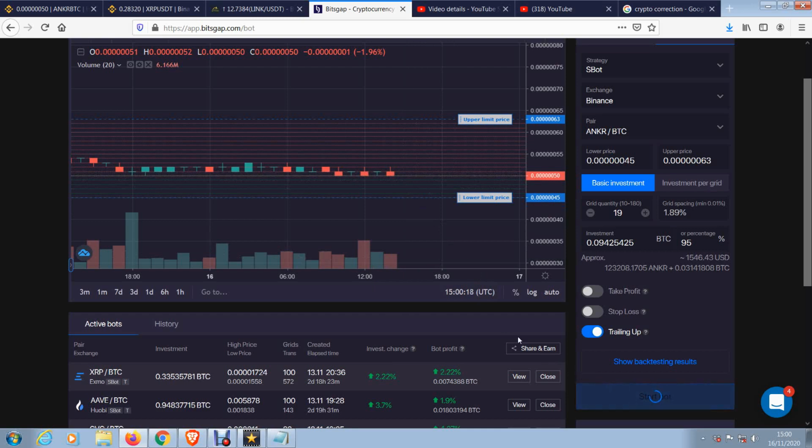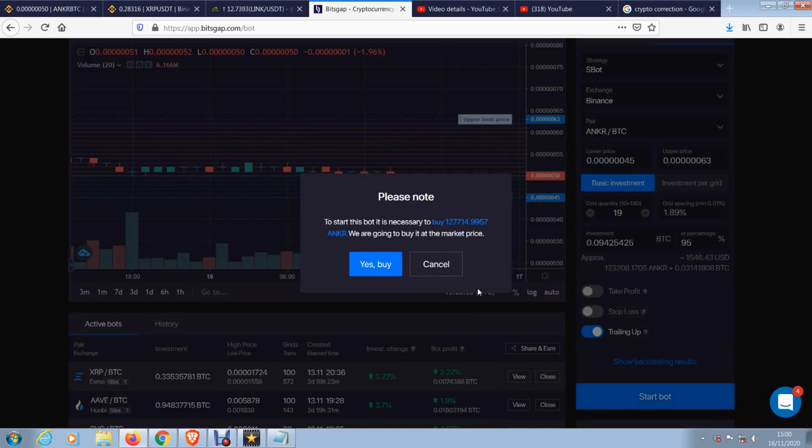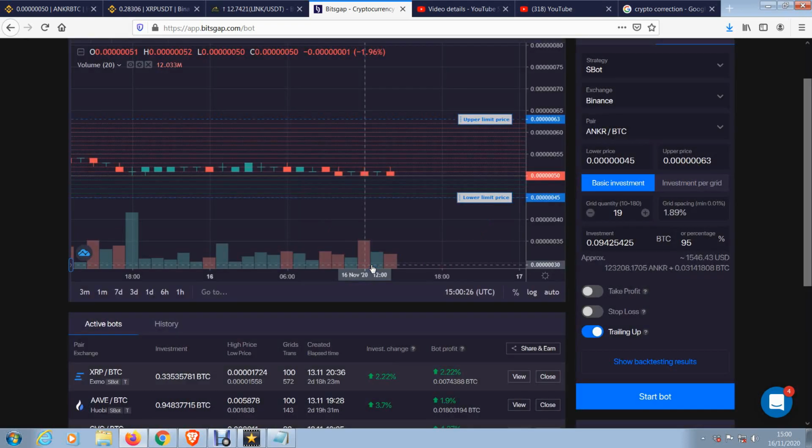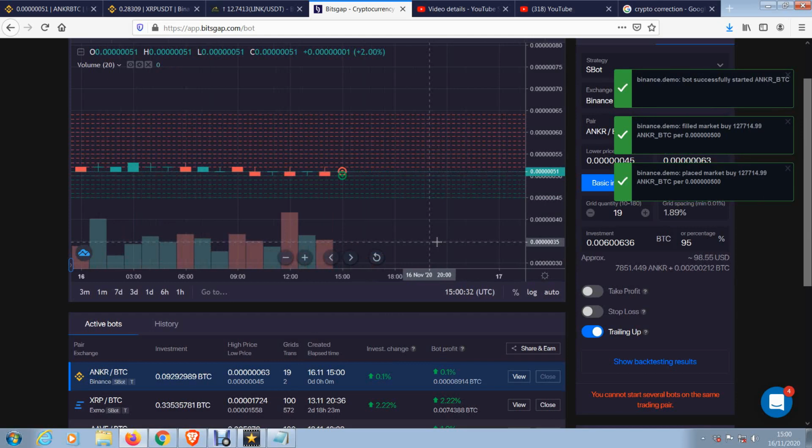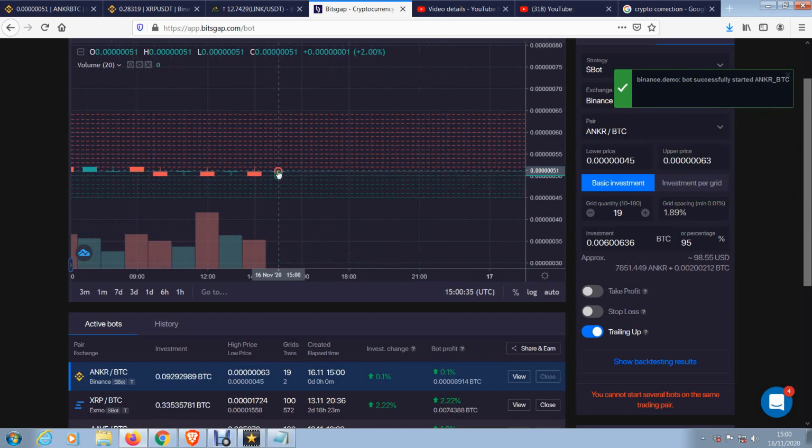We're going to go ahead with the market price because I've done this every single time and I've always ended up being in profit. The bot has always made profit for me. So we'll just press yes, buy. The bot is going to go ahead and make those orders. The orders have now been filled, and now the bot has already started trading. We've got one buy already and one sell.